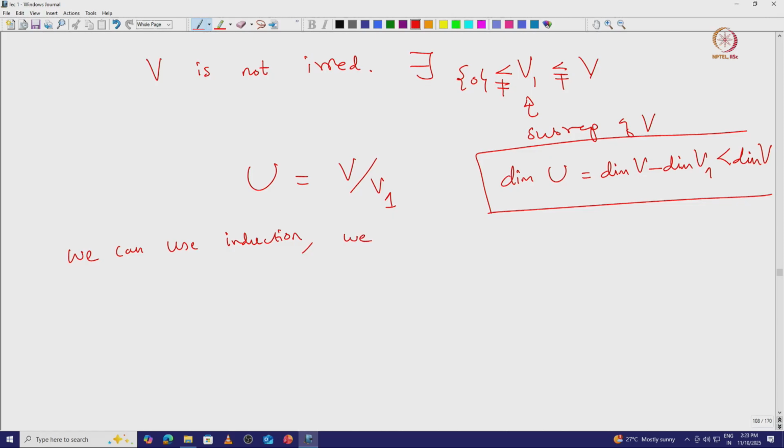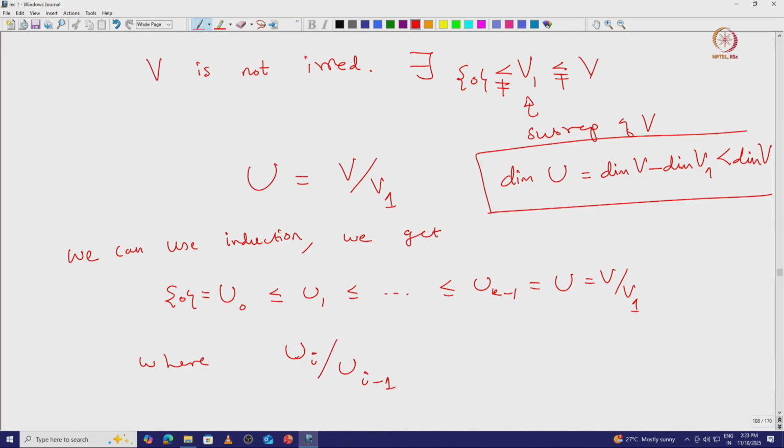So, we get a filtration of U. Let us call it U naught, contained in U 1, contained in etc., contained in U k minus 1, which is the full space U, which is V modulo V 1. Again we have the same required property: if you take U i modulo U i minus 1, then that must be irreducible. So these are irreducible. This is guaranteed by induction.